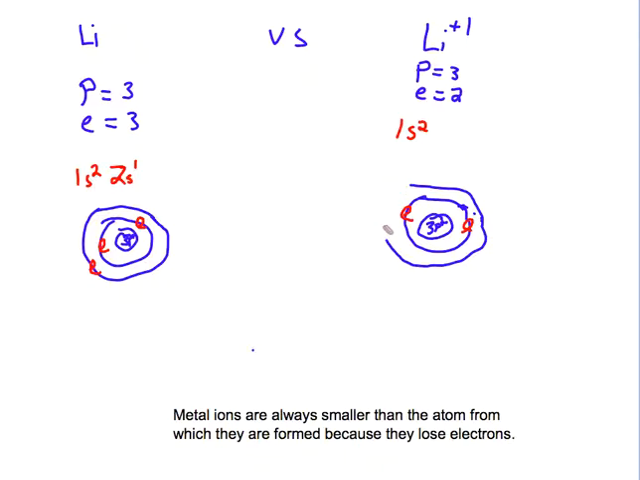So now look what happens. Because it just becomes 1s2, from the atom, when it loses that electron, the radius tends to shrink. It does shrink because you're losing a whole layer of electrons. As you can see, this one has 2 shells or energy levels of electrons, whereas lithium, the ion, only has 1. So metal ions are always smaller because they lose electrons.